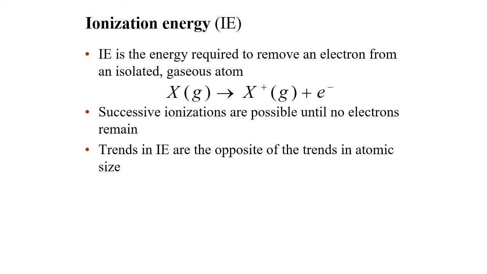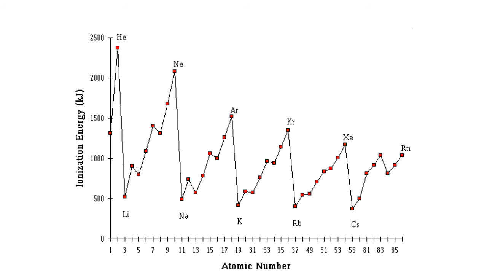Trends in ionization energy are opposite to trends in atomic size. So helium is smaller than hydrogen. Ionization energy of helium is larger. Beryllium is smaller than lithium. Ionization energy is larger. Going up, going up, all the way to neon, very high ionization energy, then dropping down to sodium, continuing to argon.